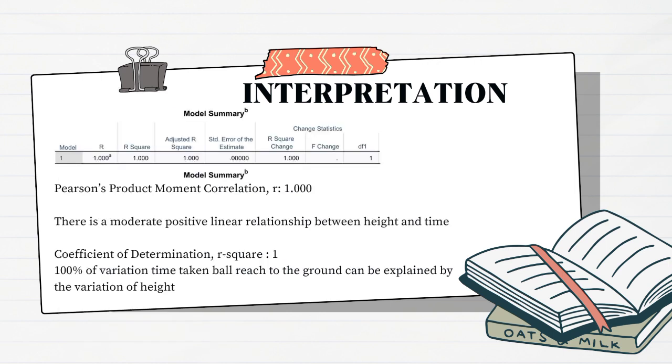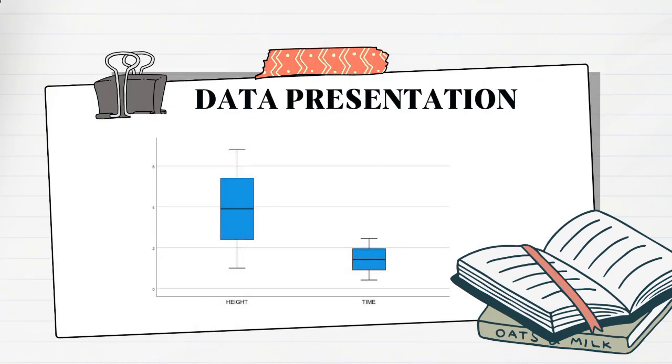And next, in this table, the R value is 1.000, and the comment is there is a moderate positive linear relationship between height and time. Next, the R square value is 1. 100% of variation in time taken for the ball to reach the ground can be explained by variation of height. It is 100% because the other factors such as air resistance are eliminated.